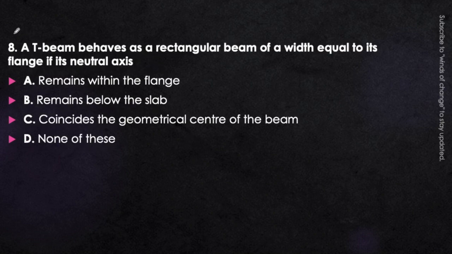Next question. A T-beam behaves as a rectangular beam of width equal to its flange if its neutral axis remains within the flange, remains below the slab, coincides with the geometrical center of the beam, or none of these. Here we are talking about when T-beams behave as rectangular beams. What is the condition? The neutral axis has to lie within the flange section, then only it will behave as a rectangular beam. So option A will be the correct answer.